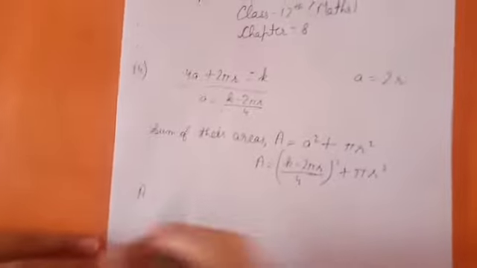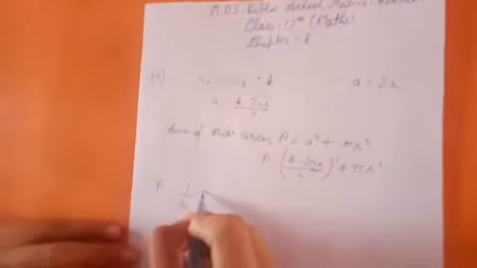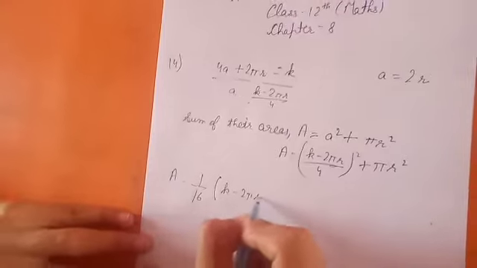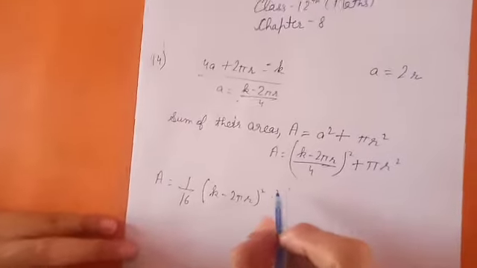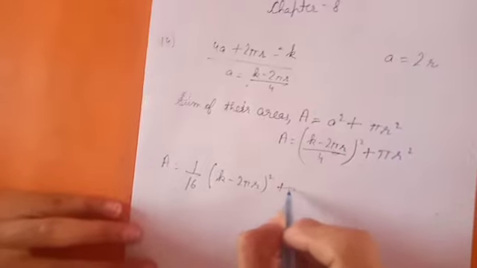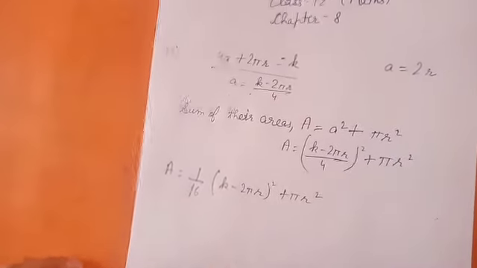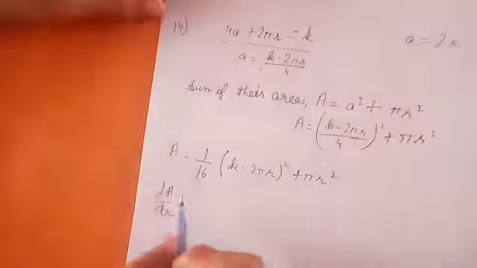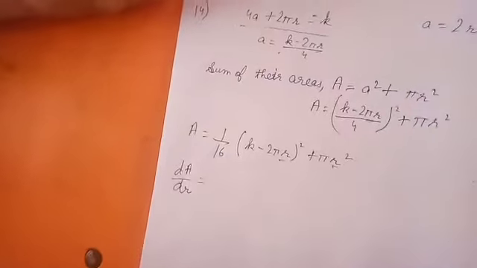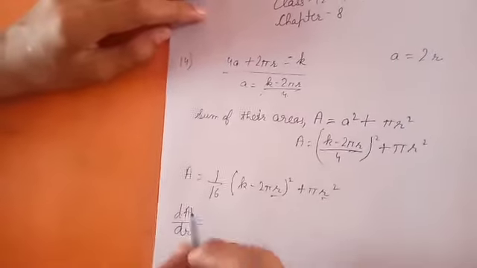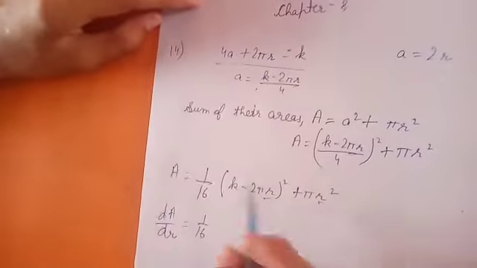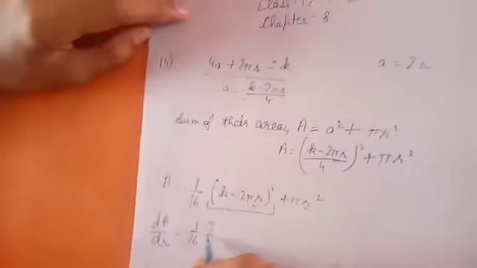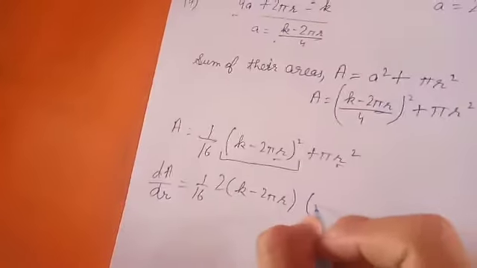This area can now be written as 1 by 16 (k minus 2 pi r) square plus pi r square. Now we have to do dA by dr. Why dr? Because our variable here is r, so we are differentiating with respect to it. So 1 by 16 stays as it is. Differentiation of this will be 2 into (k minus 2 pi r), and differentiation of k minus 2 pi r will be minus 2 pi.